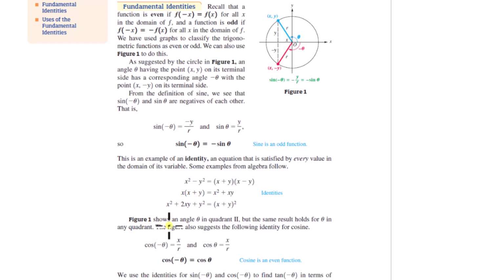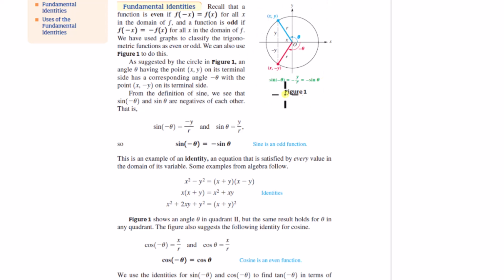Okay, figure 1 shows an angle theta in quadrant 2. So this angle's in quadrant 2, but the same result holds for theta in any quadrant. The figure also suggests the following identity for cosine. We know from the fact that sine's an odd function that this holds for any theta, but this setup here is general as well.